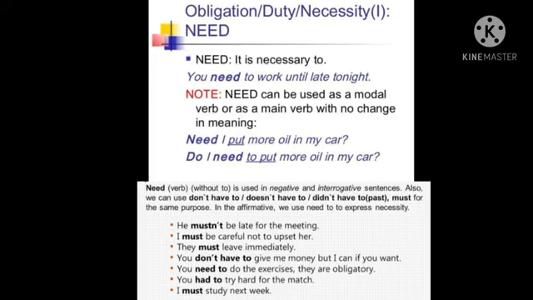And need will act as a verb without to in negative and interrogative sentences. And we can use don't have to, doesn't have to, didn't have to. Didn't have to is in past tense. Don't and doesn't are in present tense. And didn't have to, we are using with past, or even must, we are using for the same modal auxiliary need. So these all words can substitute need. And in affirmative sentences, we use need to express necessity.